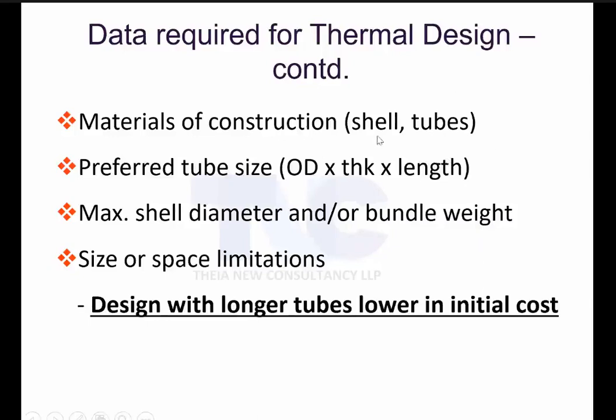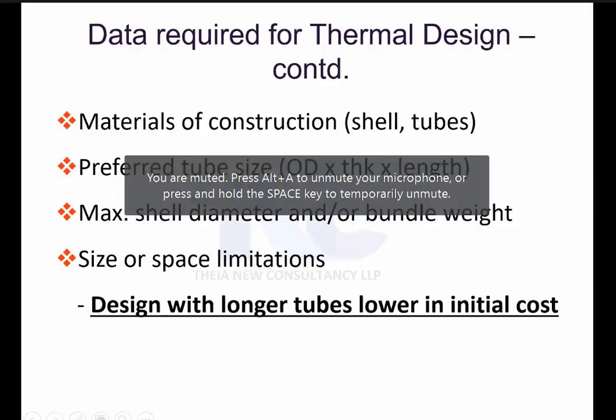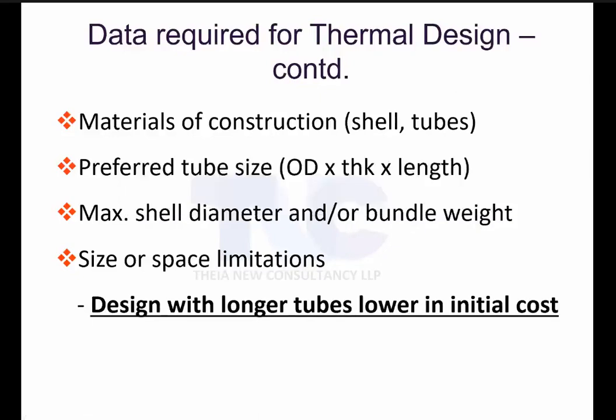Now, the material of construction, shell and tube, you need to know what type. So these are all the required information. Designing with longer tubes lowers the initial cost. Why? Longer the tube, lesser the diameter. But the problem is, longer the tube, more the pressure drop. So you need to do some trade-off. Check the available pressure, and based on that, you need to decide. Sometimes the layout is a constraint, and you cannot go longer.